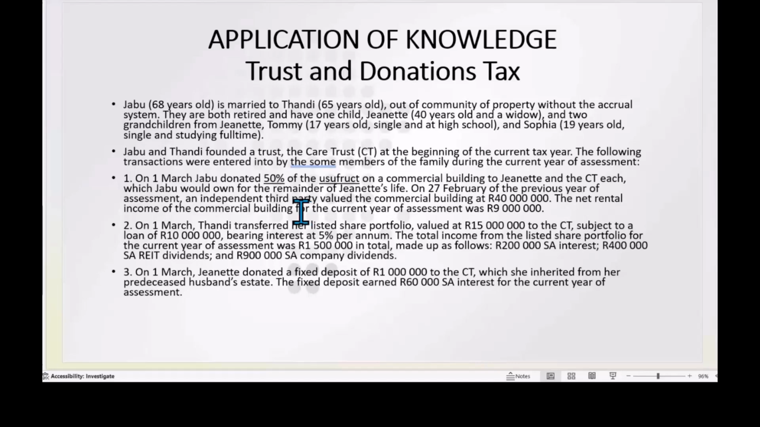On the 27th of February of the previous year of assessment, an independent third party valued the commercial building at 40 million rand. The net rental income of the commercial building for the current year of assessment was 9 million rand. Okay, so, let's go to the second point that we got from the transactions.